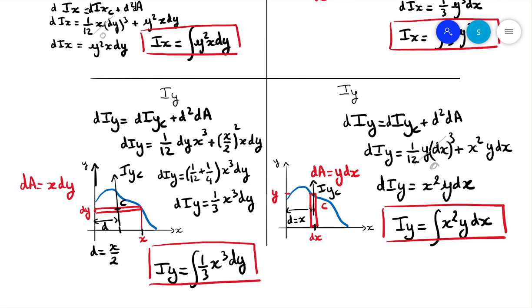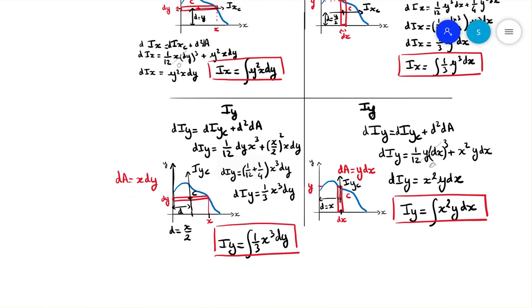Okay, so that was to find Iy using vertical stripes or horizontal stripes, and again, that's the same type of area that is close to the y-axis and the x-axis. It could be different with other types of area.